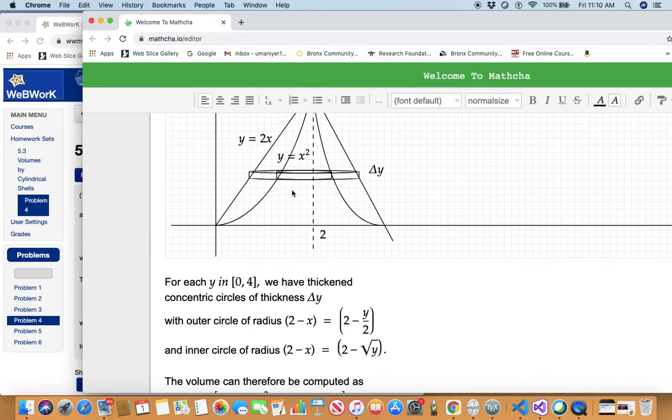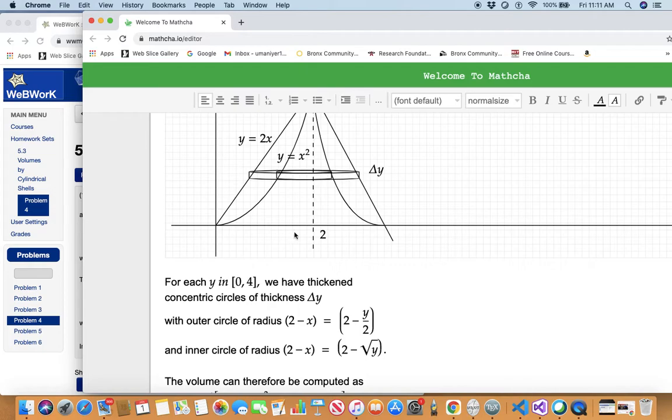Outer radius: well, the entire distance is 2, and I want to take away this distance, which is the x coordinate on this line. The x coordinate here is y over 2. So from 2, I take away y over 2, so the radius 2 minus x is 2 minus y over 2. So that's the outer radius. What about the inner radius?